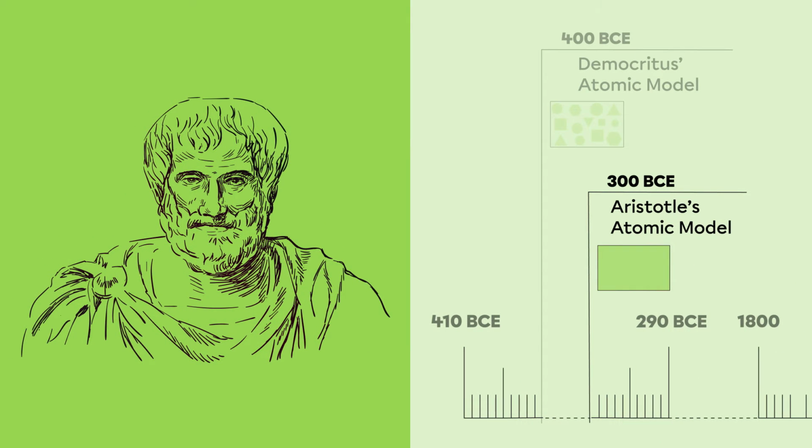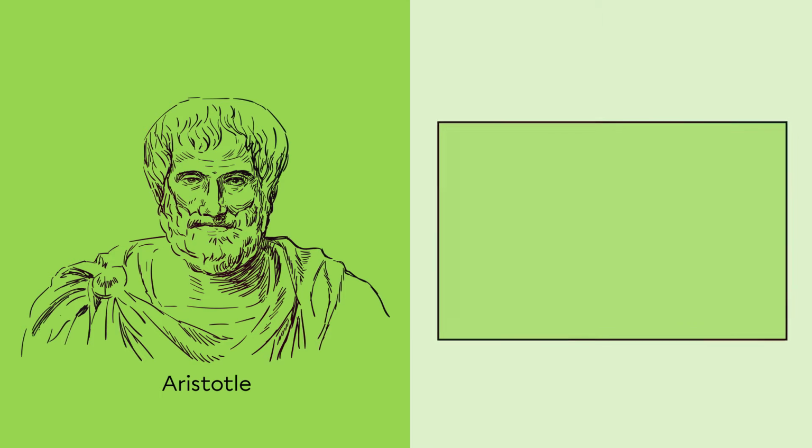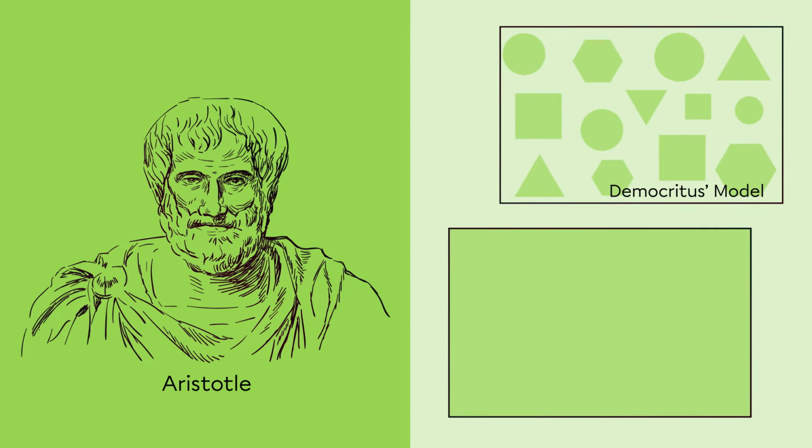About 100 years later, the philosopher Aristotle claims that there is no empty space in matter. Matter is continuous and infinitely divisible. At the time, Aristotle's theory was the most accepted. Today, we know the model proposed by Democritus is actually closer to the truth.